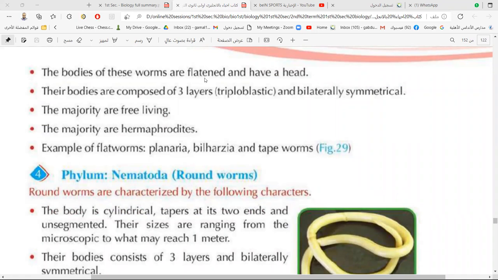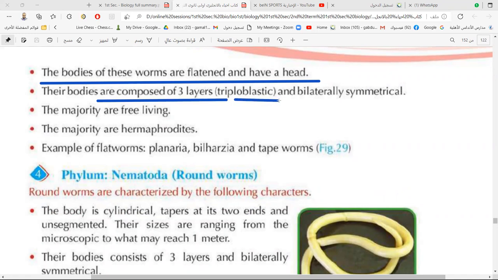From the characteristics of flatworms, their body is flattened and they have a head. Their body is composed of three layers, triploblastic. They have three layers in their body. And they are bilaterally symmetrical, meaning that you can divide them into two halves, and the two halves are similar to each other.